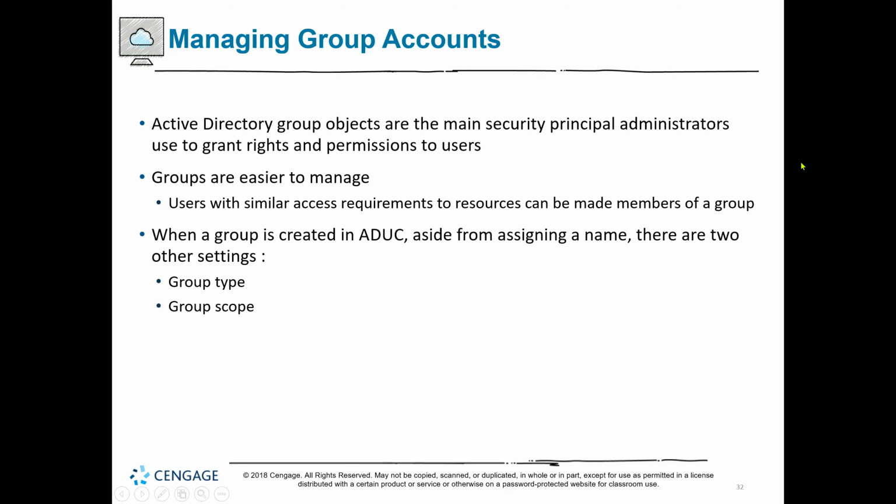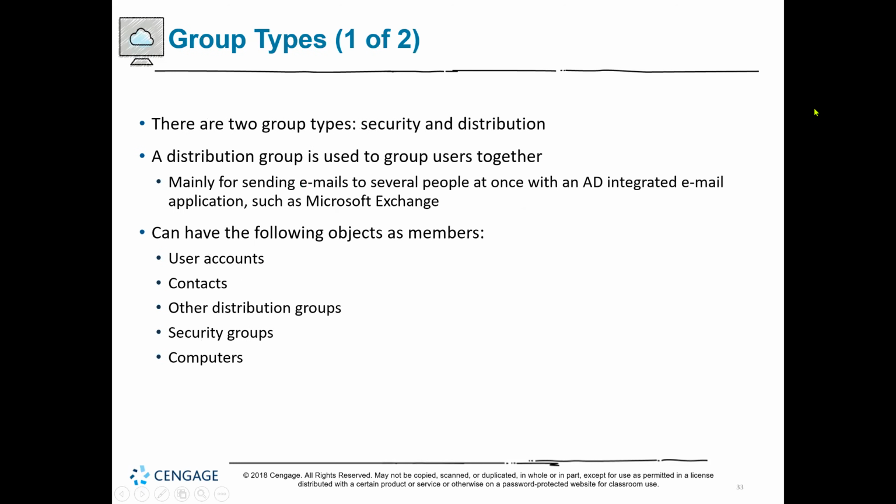Managing group accounts. Active Directory group objects are the main security principal administrators use to grant rights and permissions to users. Groups are easier to manage. Users with similar access requirements to resources can be made members of a group. When a group is created in ADUC, aside from assigning a name, there are two other settings. You have group type and group scope.